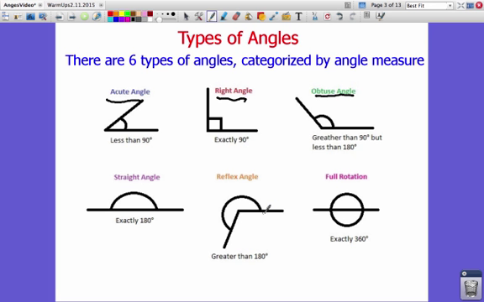Reflex angles that are greater than 180 degrees but less than 360. And a full rotation, which is a full 360 degrees. So, acute angles are less than 90, right angles are exactly 90, obtuse angles are between 90 and 180, straight angles are exactly 180 degrees, reflex angles are between 180 and 360, and a full rotation is exactly 360 degrees.